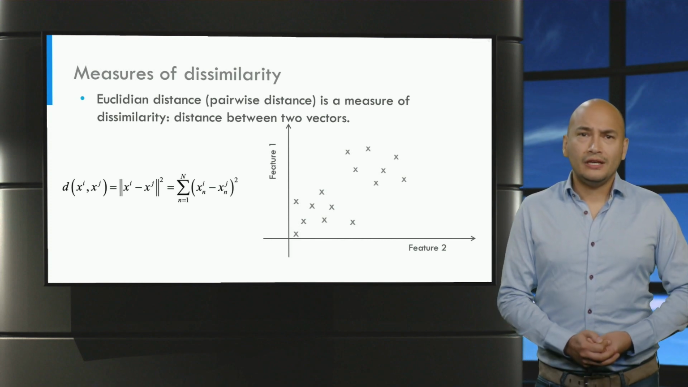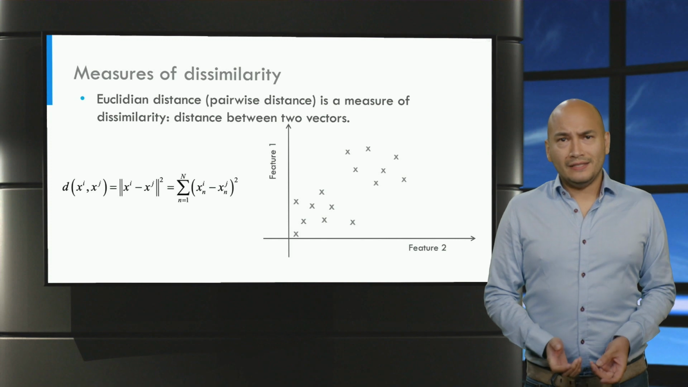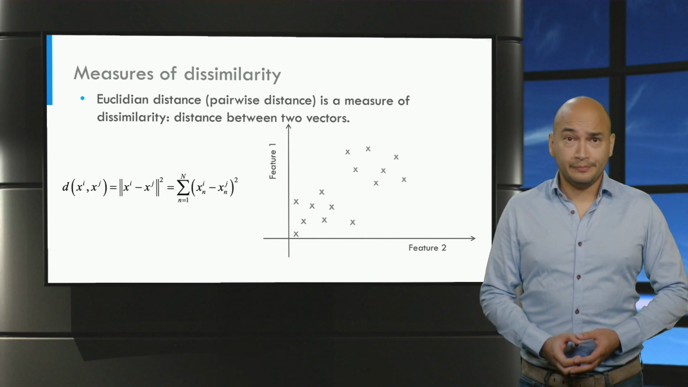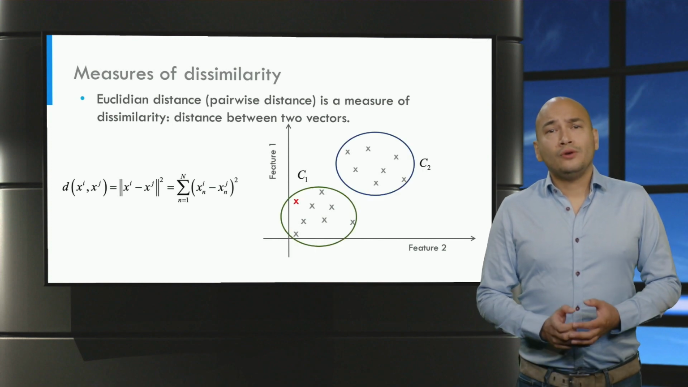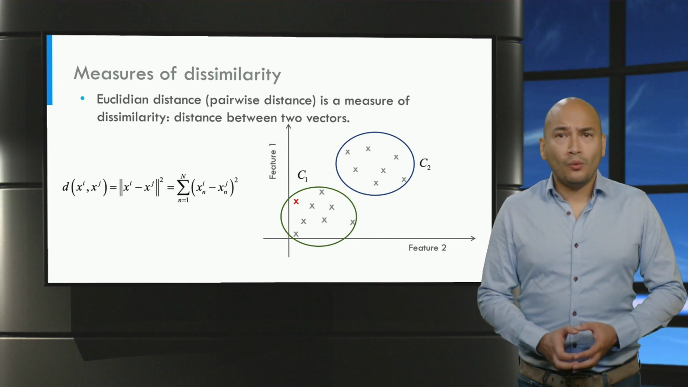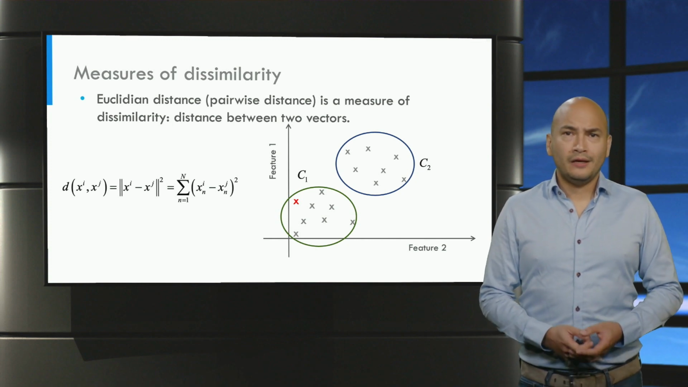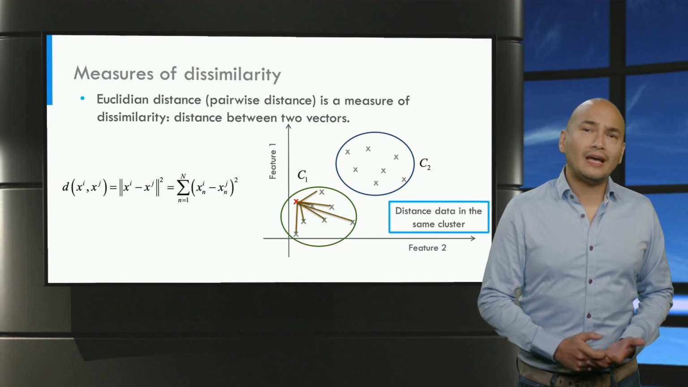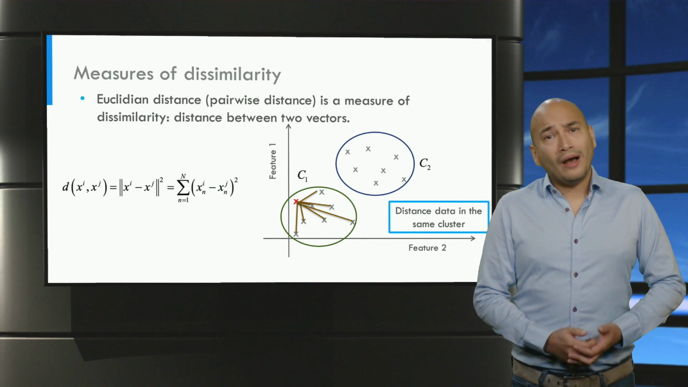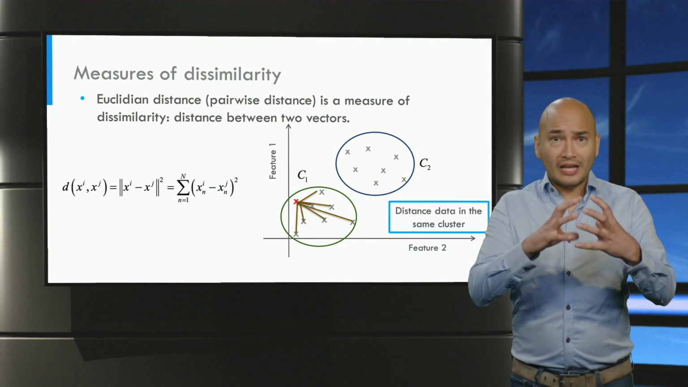A classical measure is using the Euclidean distance. In this case, it is the pairwise distance between the two data samples, also known as the distance between two vectors. In the plot over here, you can see two clusters, C1 and C2. In red, we highlight one data sample in cluster C1 just for explanation purposes. We can calculate the distances between this sample and other samples in the same cluster. And we want the calculated distances to be as short as possible, so we can group the samples into the same cluster.